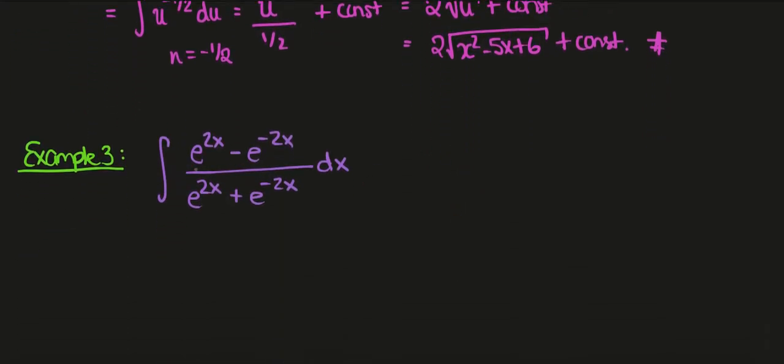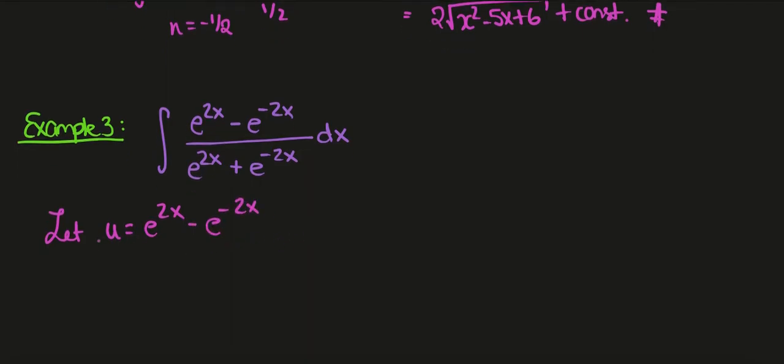Okay, let's do one more example. Here we have the integral of e to the 2x minus e to the minus 2x over e to the 2x plus e to the minus 2x. What I'm going to do here is set u equal to e to the 2x minus e to the minus 2x. Now du on dx is 2e to the 2x plus 2e to the minus 2x.